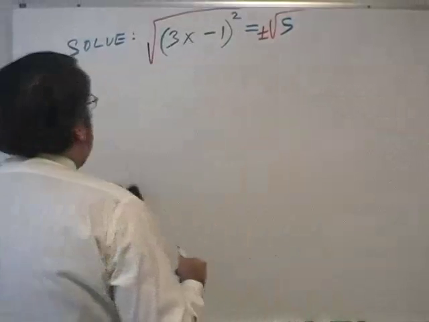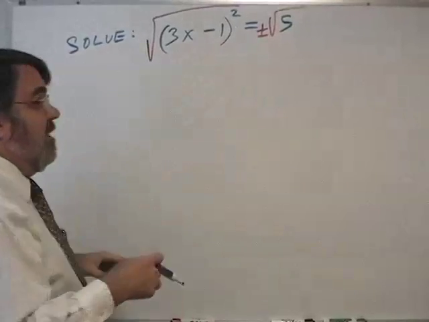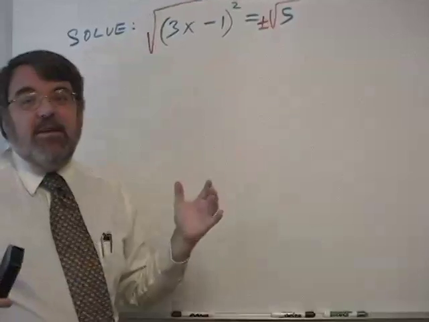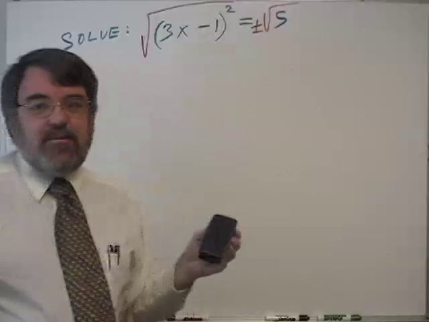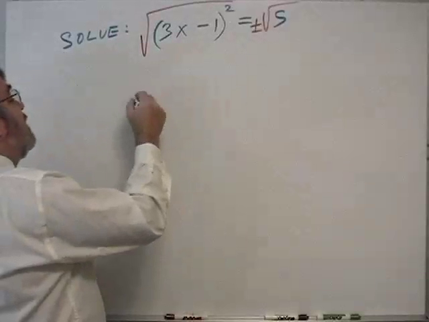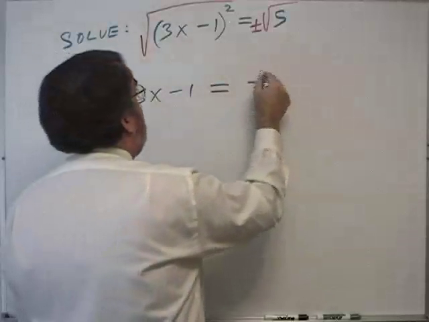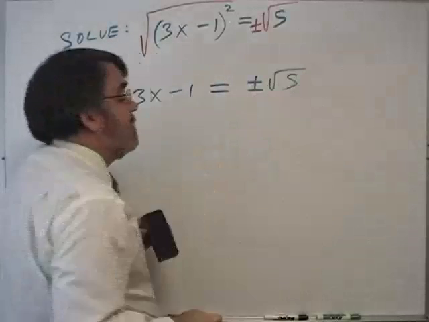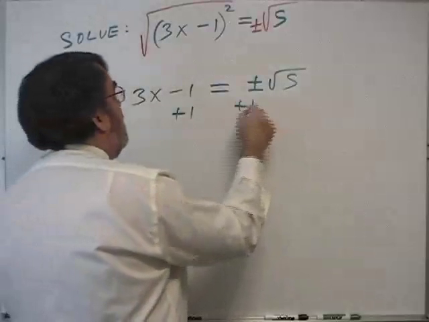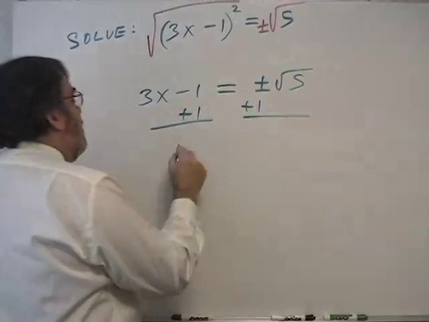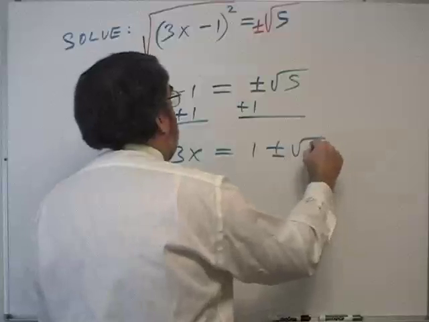Then in this method, the left side does in fact cancel the 2, and again, by using the plus or minus, I don't have to think about the absolute value signs. We just do it this way and everything's going to be fine. So I have 3x minus 1 on the left, and on the right, it's plus or minus the square root of 5. And then I'm going to add 1 to both sides. So I have 3x equals 1 plus or minus the square root of 5.